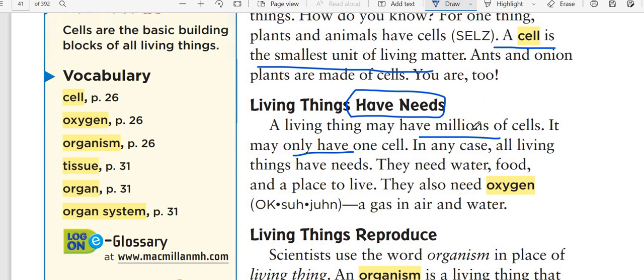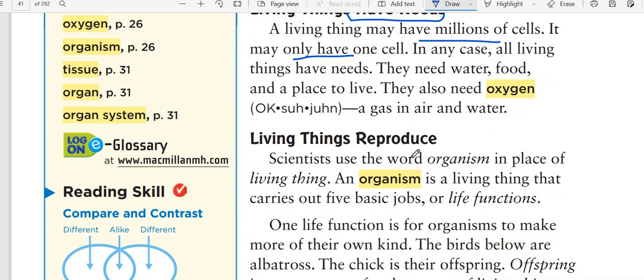Some of the living organisms consist of many or millions of cells, so I can call them multicellular organisms. And another kind of organism consists of only one cell, so we can call them unicellular organisms. Living things reproduce. How can they reproduce? It means they are producing more babies, more of the same kind. So scientists use the word organisms in place of living things.